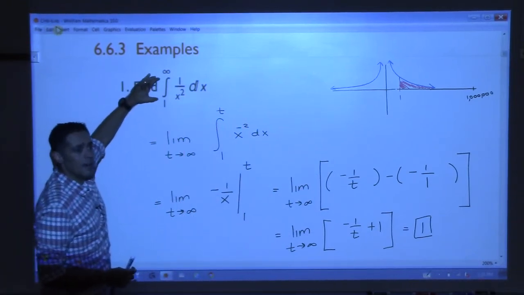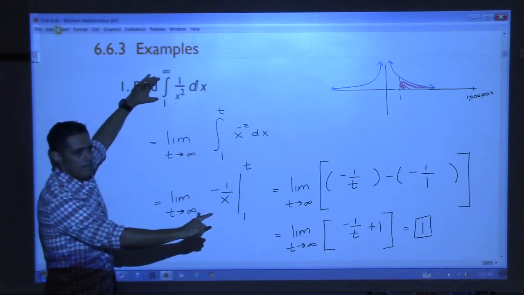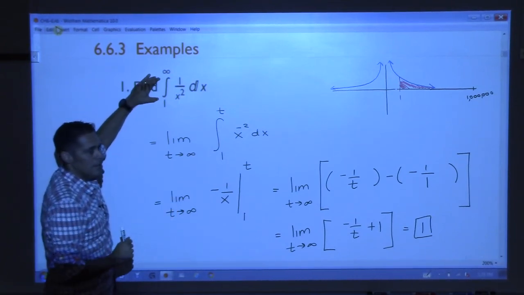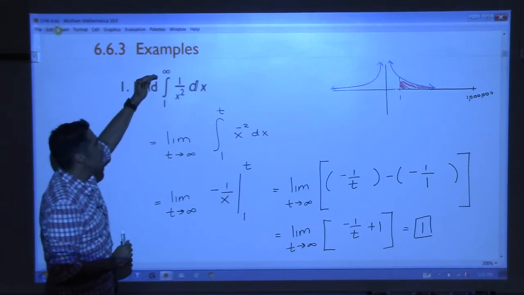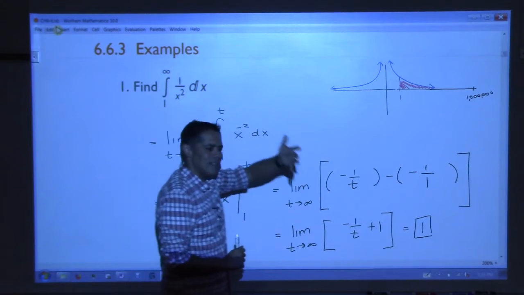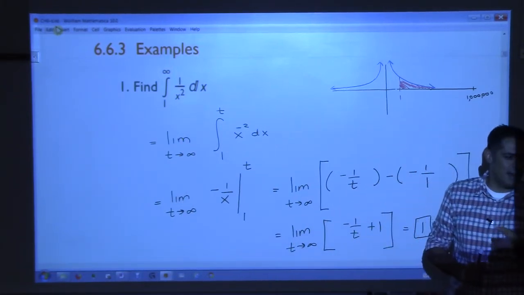This integral right here converges to 1. It's going to 1, right? The further you go out. The problem is you can't go to infinity, right? It's impossible to go to infinity. Infinity is an idea. It's a concept. It's not a number. You can't ever go to it.